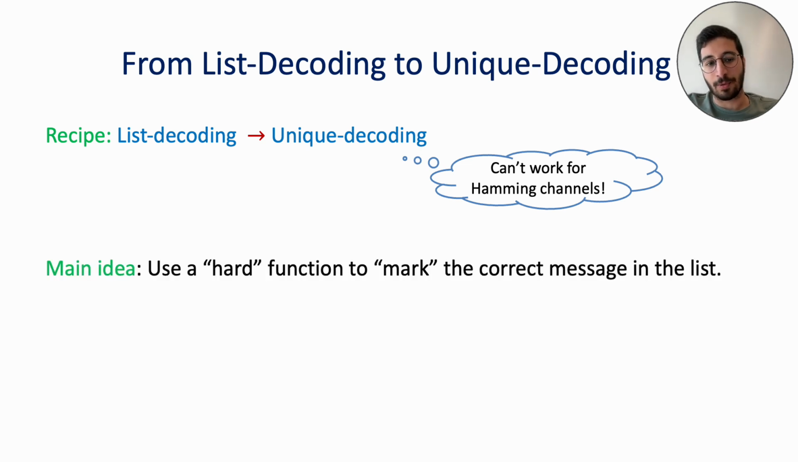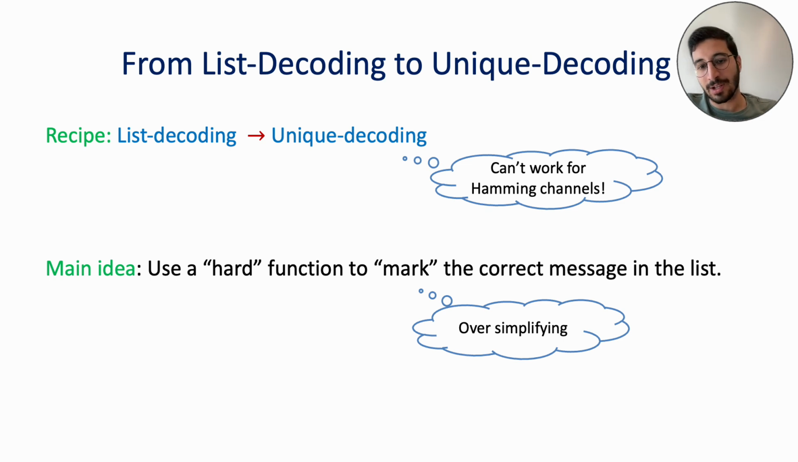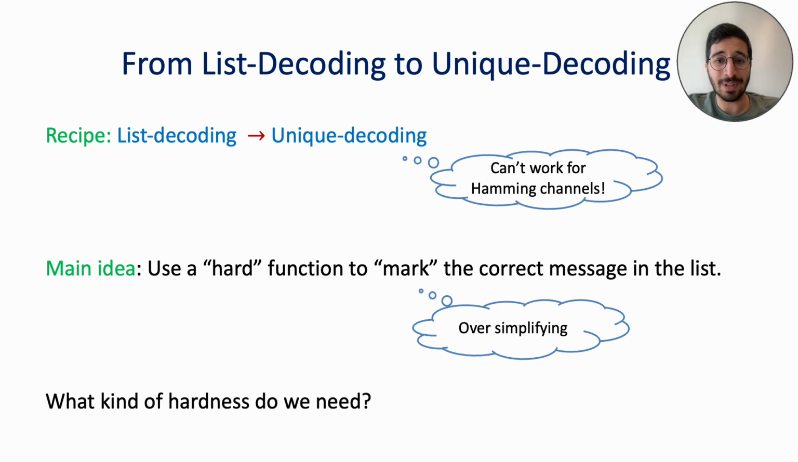So the main idea of how we do this under hardness assumptions is that we're going to use some hard functions to mark the correct message inside the list. Now, this is an oversimplification. Actually, it's kind of not correct in some sense, but it gives a correct intuition at least. So what kind of hardness assumption do we actually need?